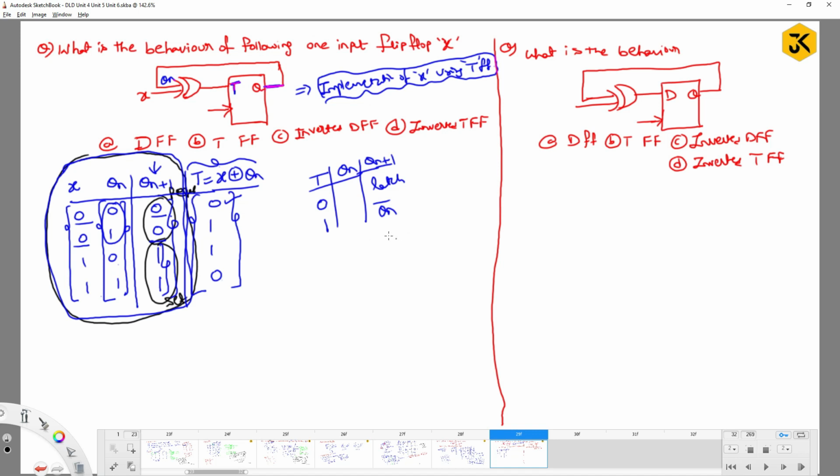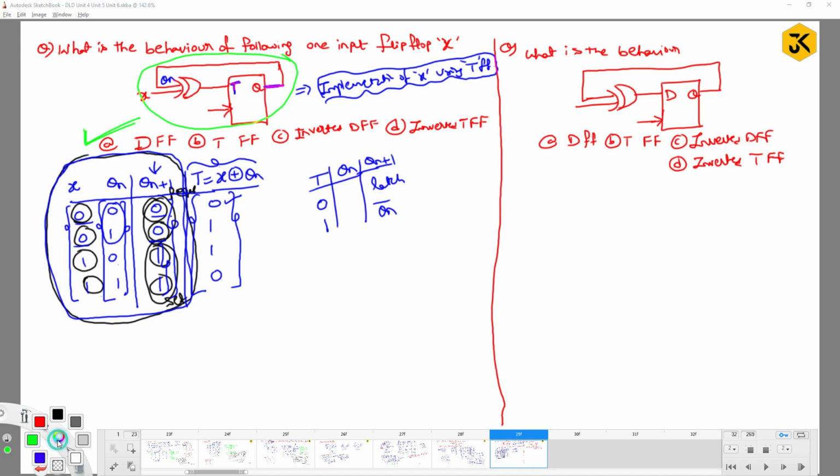D flip-flop is the data flip-flop, or you can simply say delay flip-flop. Basically, after some point of time, it definitely produces the same output. For X value of 0, next state is 0. For X value of 1, next state is 1. Whatever input you give is produced at the output. So the corresponding behavior of the circuit is acting as a D flip-flop. That's it. This is one of the questions they have given.